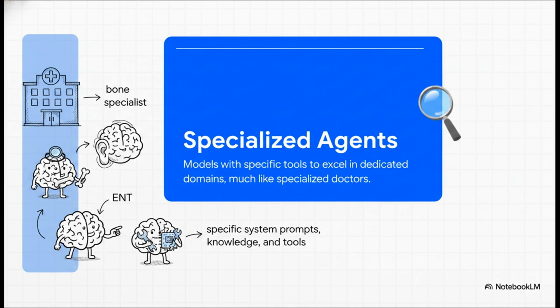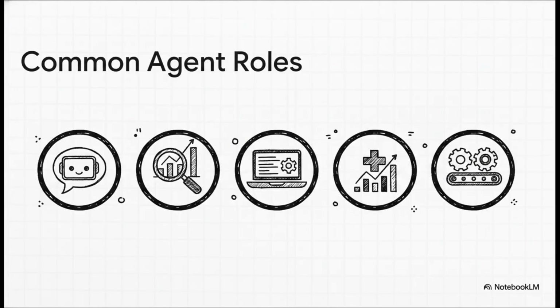If you break your arm, you go to a bone specialist. Ear issue, you see an ENT. Agents are designed the exact same way. We give them specific system prompts, targeted knowledge, and very specific tools so they become absolute experts in one dedicated domain. Let's look at a few common roles these specialized agents are taking on today.